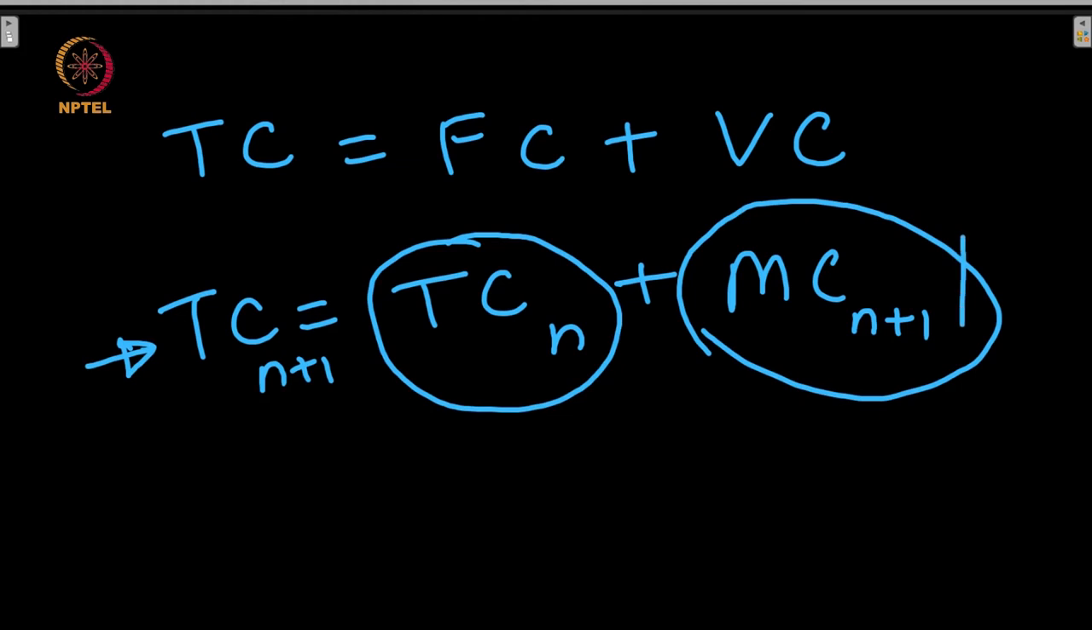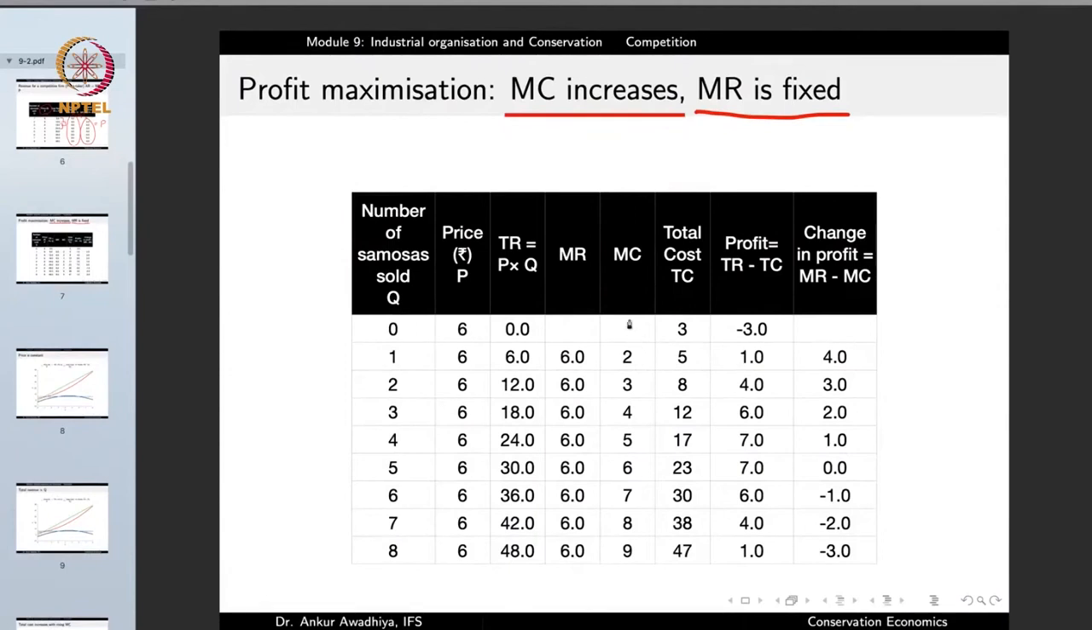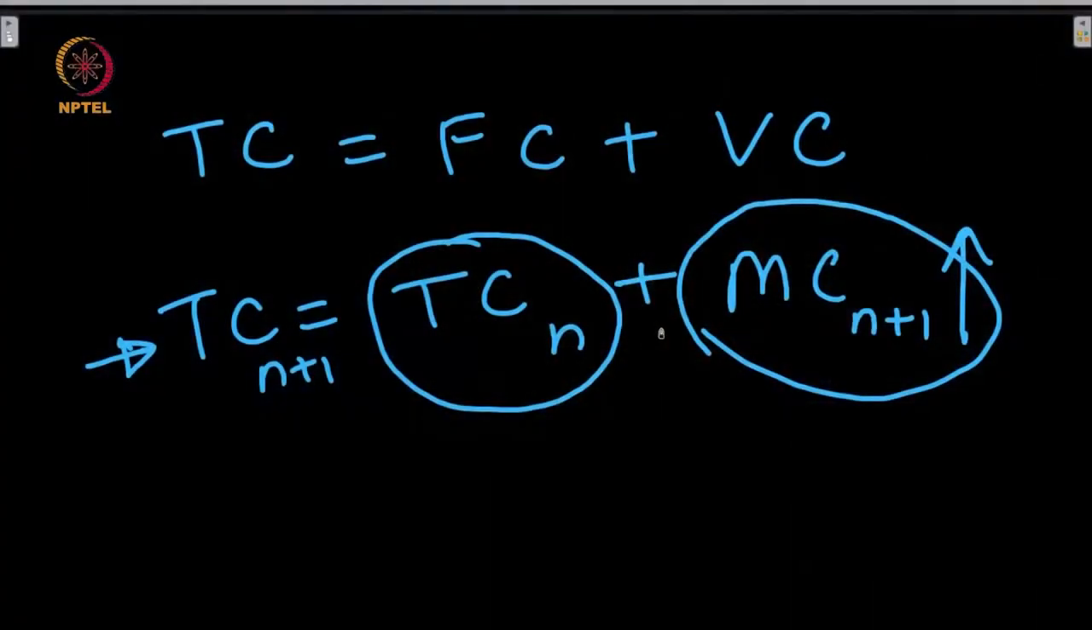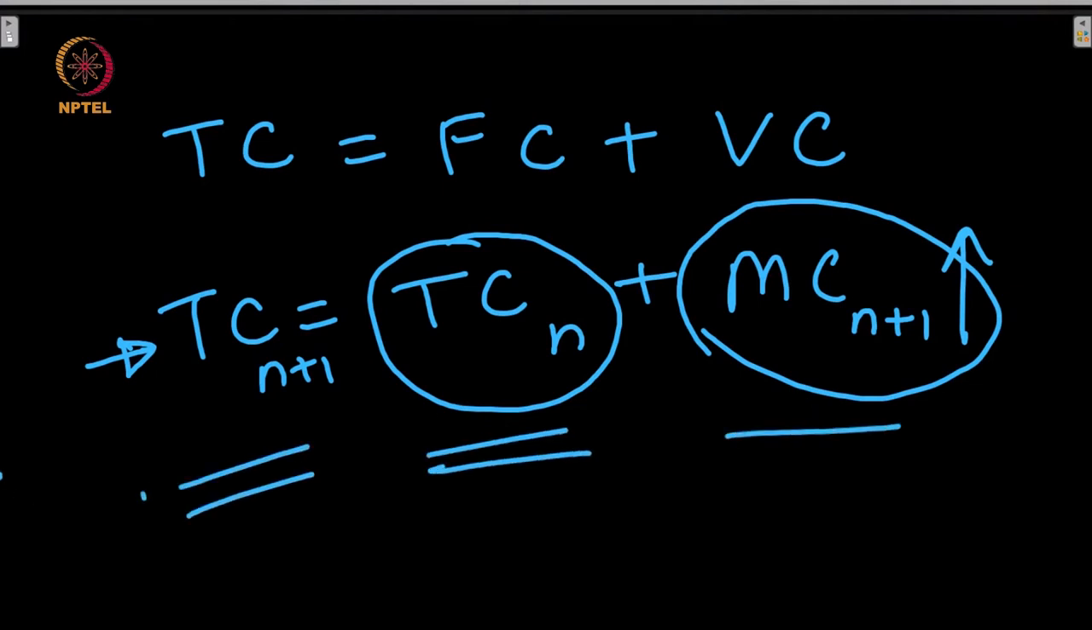Now, marginal cost, as we have seen, goes on increasing. So, in this table, we are observing that the marginal cost is increasing, and the total cost. The total cost for selling 0 items would be the fixed cost, which in this case is 3 rupees. And for every step, we can do a computation by adding marginal cost to the total cost in the previous step. So the total cost at any stage, say the nth stage, is the total cost in the previous stage plus the marginal cost at that particular stage.